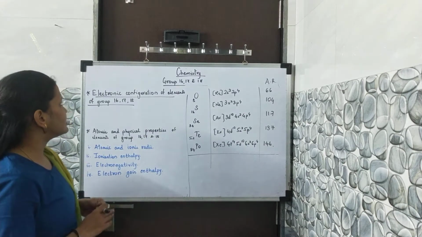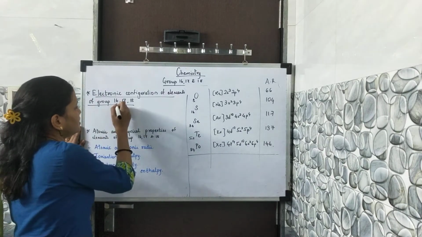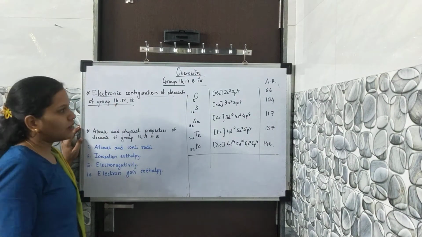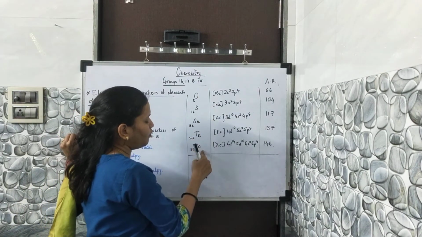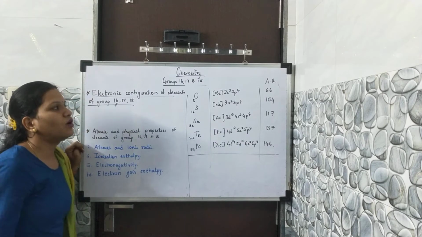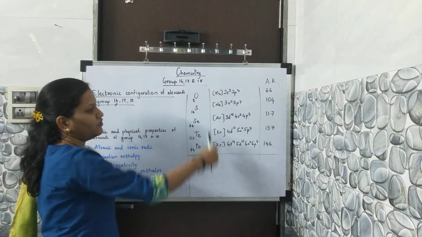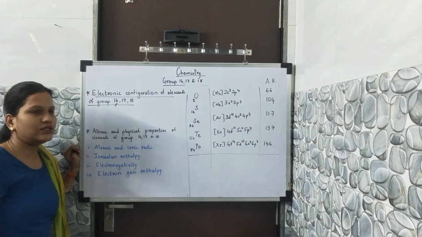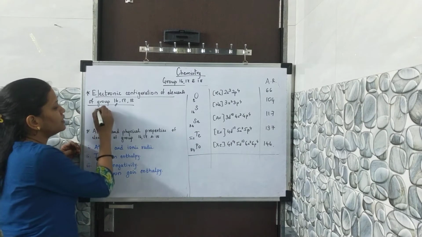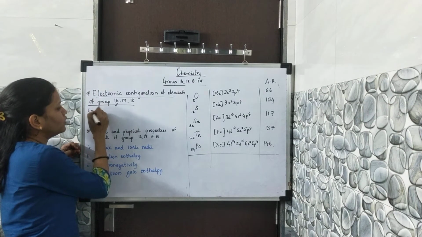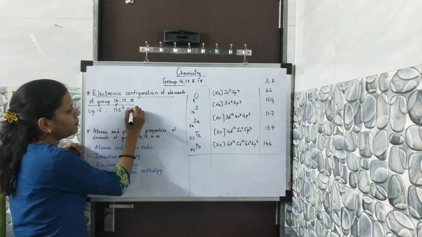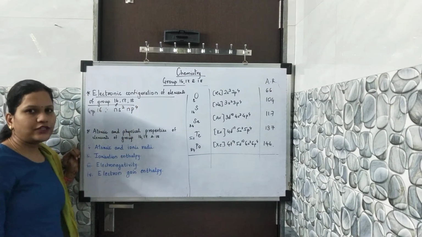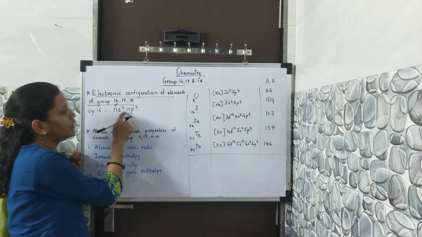First of all, the group 16 elements are oxygen, sulfur, selenium, tellurium, polonium. Here I have already written the electronic configuration; we just have to discuss the general one. For group 16, we can write ns2 np4. Right students? So ns2 np4.